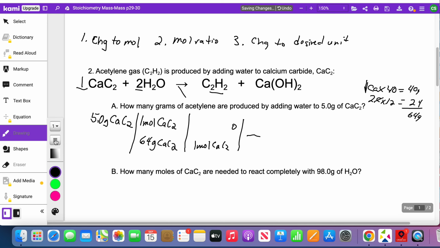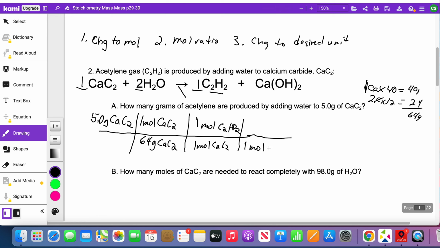All right, back to this. I kind of went erase crazy there. So we're trying to go to C2H2. So the ratio is for every one of these, there's one of those. So 1 mole C2H2. And now we want to go to grams of acetylene, so we got to keep going.